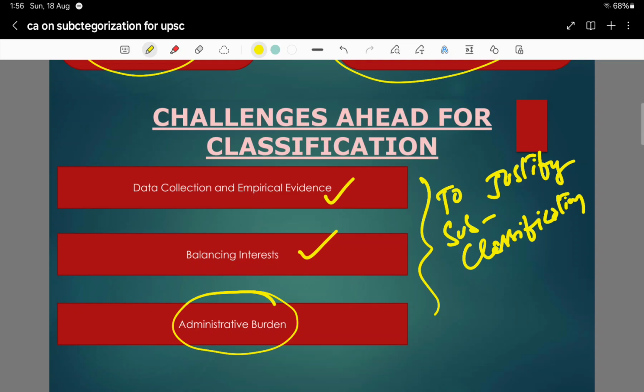So in this context, you should understand certain other points for our examination, where Article 14 of the Indian Constitution can help to address these disparities, and this approach allows the states to tailor the reservation policies to more effectively support the most disadvantaged within these groups.